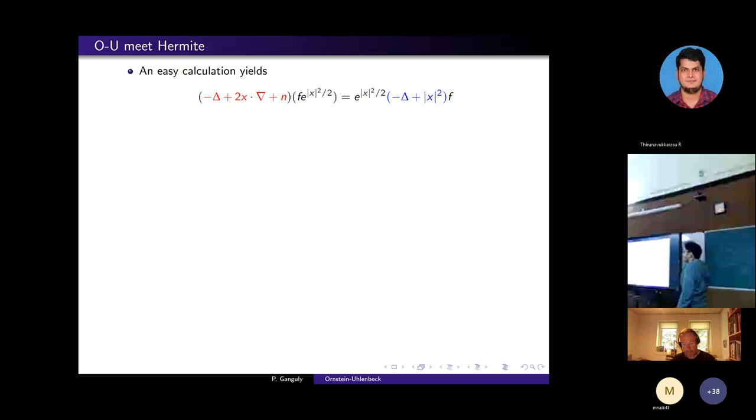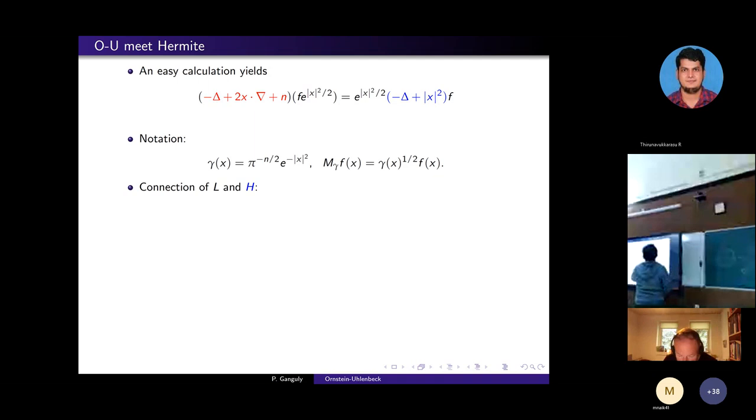use this notation gamma(x). From now on, gamma(x) will denote this Gaussian function, and M_gamma is the operator that takes f to gamma(x) to the power half multiplied with f. That is just a multiplication operator, which is bounded on L2(gamma). So with this operator, we have a nice connection between L and H.